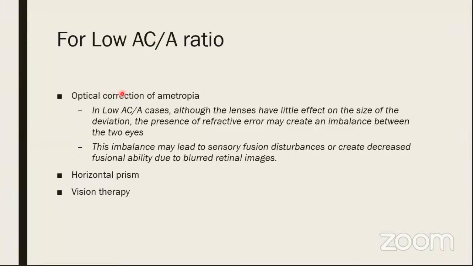So what about the optical corrections? What we have to consider in optical corrections in patients with low AC/A ratio is that, although the lens has little effect on the size of the deviation, the presence of refractive error may create an imbalance between the two eyes. This imbalance may lead to sensory fusion disturbance and a decreased fusional ability due to blurred retinal images. So added lenses as the mainstay would not be of much help; either prism or VT should be considered.